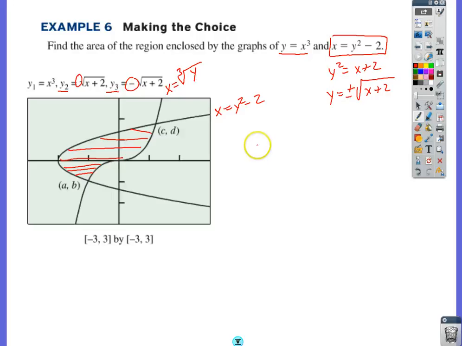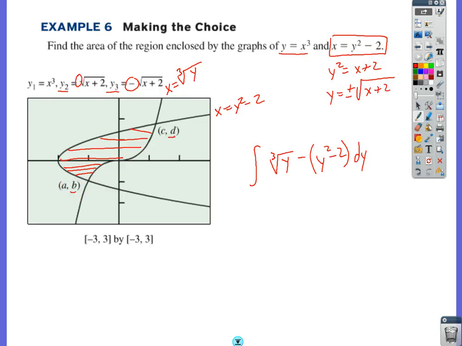Okay, good. So that's the integration that I want to do. I want to do the integral. Well, what's on top? The cube root of y minus this one right here, the y squared minus 2, dy. The part where I'm stuck now is I don't know where these intersections are. Intersections. And again, I'm looking for the y values.